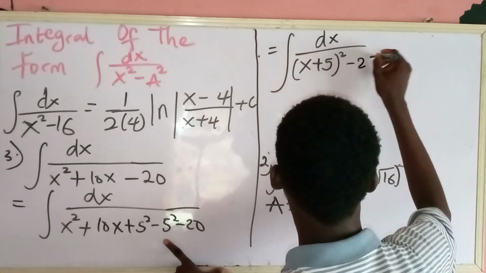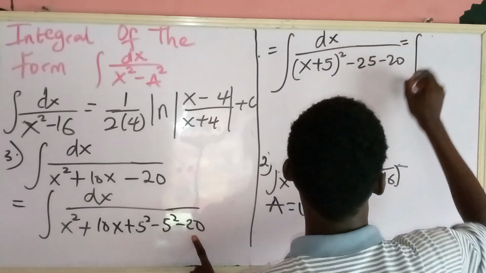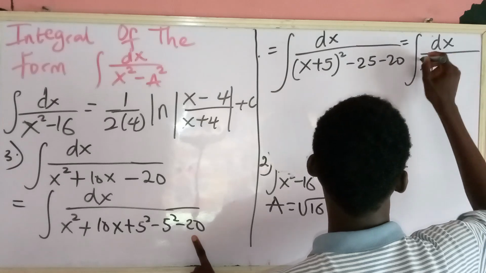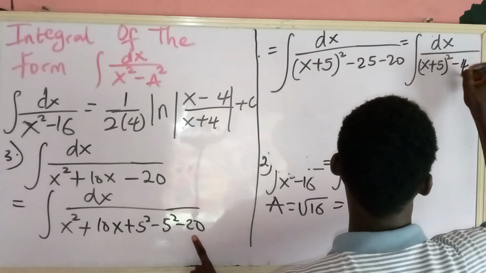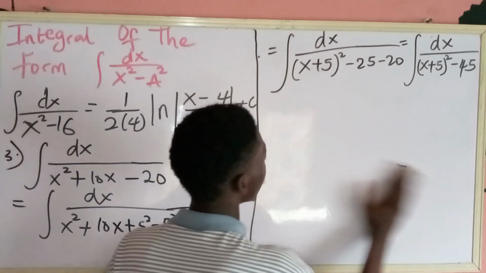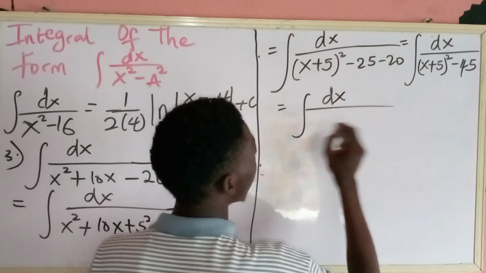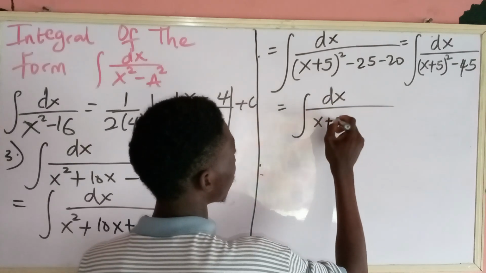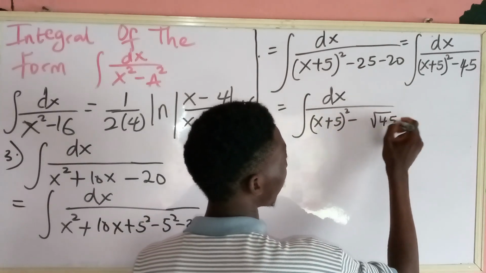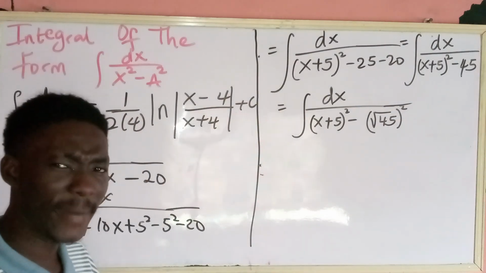Here I have a minus 25 and I have a minus 20 here. So it becomes the integral of dx over x plus 5 all squared minus 45. In that case, that becomes x plus 5 all squared minus the square root of 45 all squared. That becomes the form of x squared minus a squared.